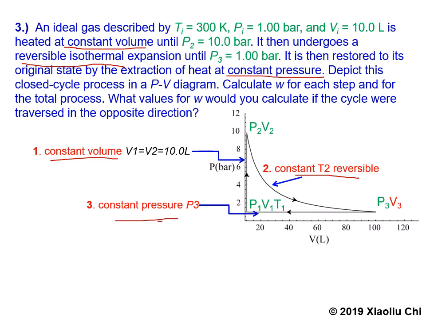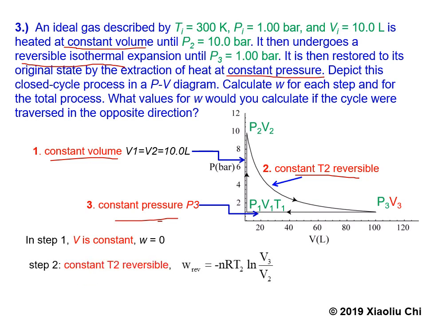Now, how do we calculate the work? For constant volume, because volume doesn't change, the work is 0. Now, the second process, if it's constant temperature and also reversible, the equation is negative nRT ln V2 over V1, V final divided by V initial. Here, final is V3, and the initial is V2. That's why it's V3 over V2.